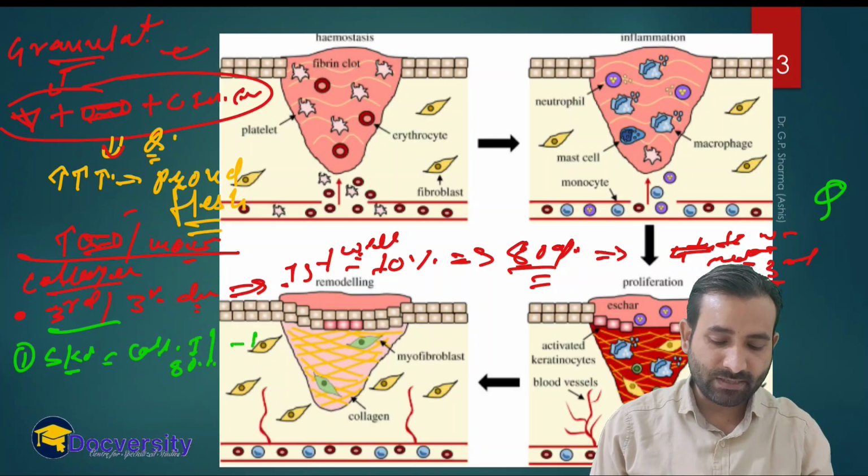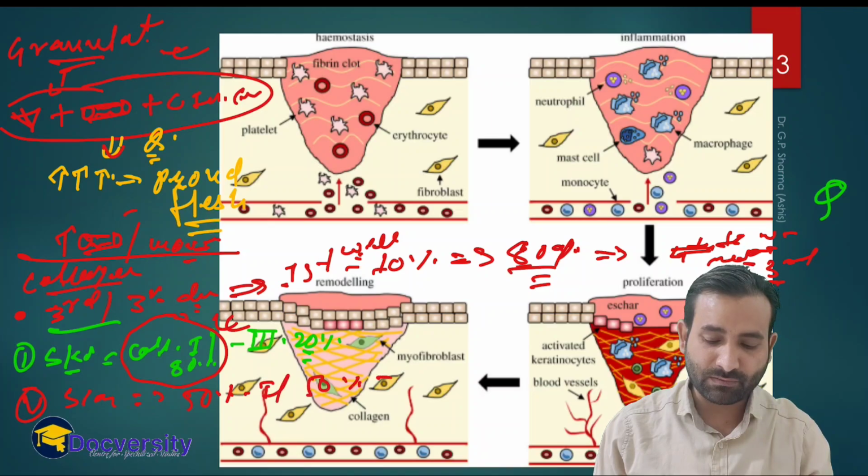And then collagen type 3 is only about 20%. That's why the skin has more tensile strength. So the maximum tensile strength is given by type 1 collagen. This is one question. Another question: the scar has about 50% type 1 collagen and 50% type 3 collagen. Is that okay?